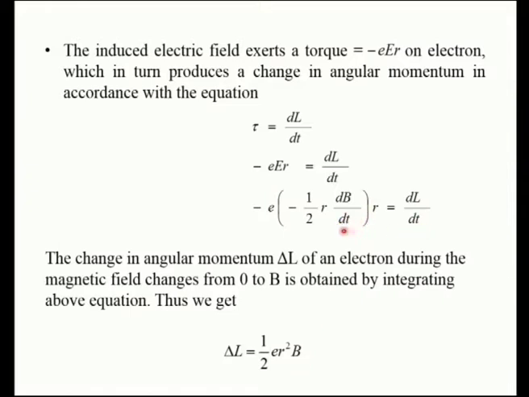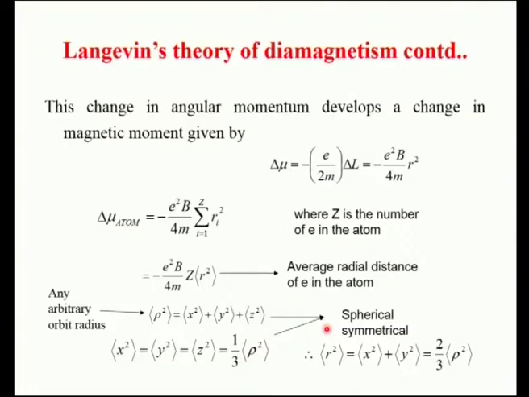Dt will cancel, and so this will simply become B here, and that is it after integration. R square will remain here, E is there, plus, so half remains, and so on. This is straightforward integration and cross multiplication. Then this change in angular momentum develops a change in magnetic moment given by del mu equal to this expression.